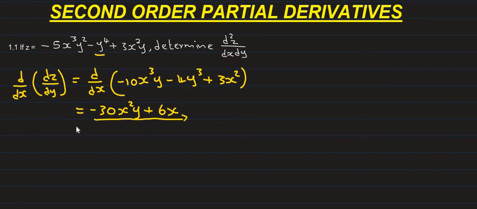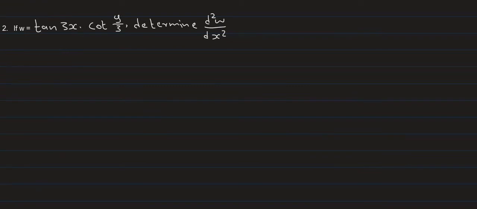You can also differentiate in the other order. Now problem number 2. If w equals 3x multiplied by cot of y over 3, determine d squared w over dx squared, the second order derivative.